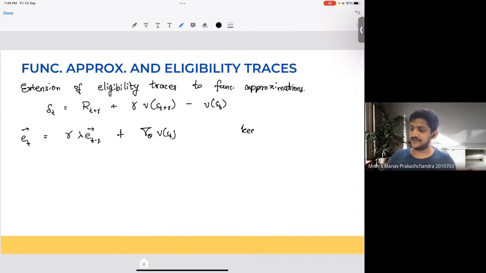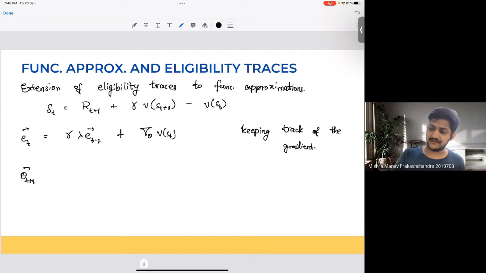So here the eligibility trace, instead of keeping track of the time of visit between the states in the past, is keeping track of the gradient, right? And this is how eligibility trace works. So this is for accumulating traces. And then once you have that, my theta update looks like this: you have alpha delta t e_t, a vector. So this is how the theta update looks for eligibility traces, right?